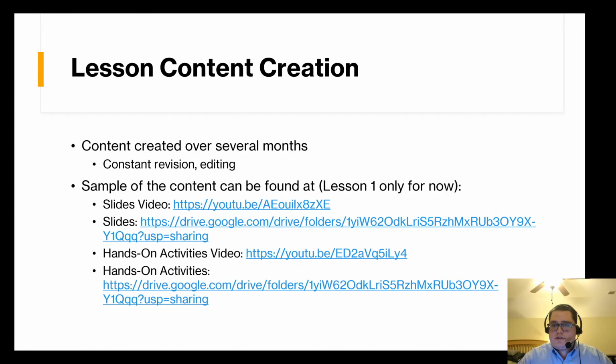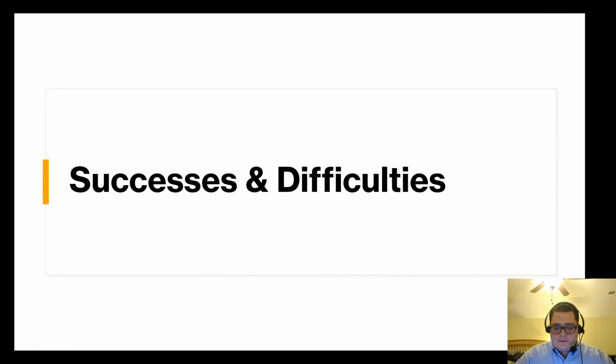Lesson content creation. This slide just tells you the content was created over several months with constant revision and editing. And then it provides you a few links of where you can find the content. For right now, lesson 1 is the only one provided, but we hope to increase that so that all 5 lessons are provided shortly.